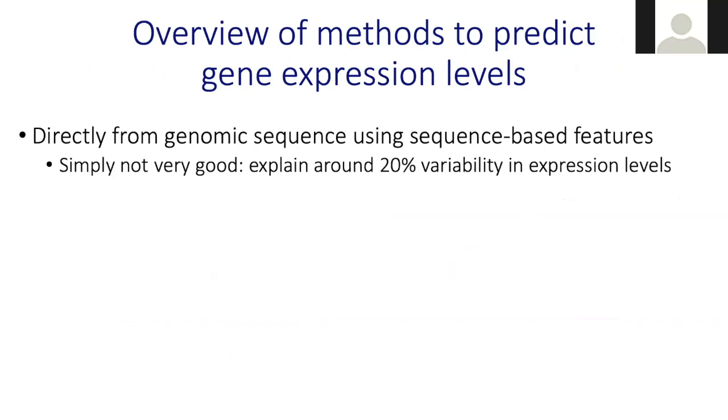And so when I was interested in trying to model something like this, I did a deep dive of the literature at that time period. One of the things that I saw is that there are some algorithms that try to directly predict mRNA levels from genomic sequence using sequence-based features such as transcription factor binding sites. But when I began this project, most of the techniques that attempt this problem simply weren't that great at the time. They explain around 20% of the variability in gene expression levels.